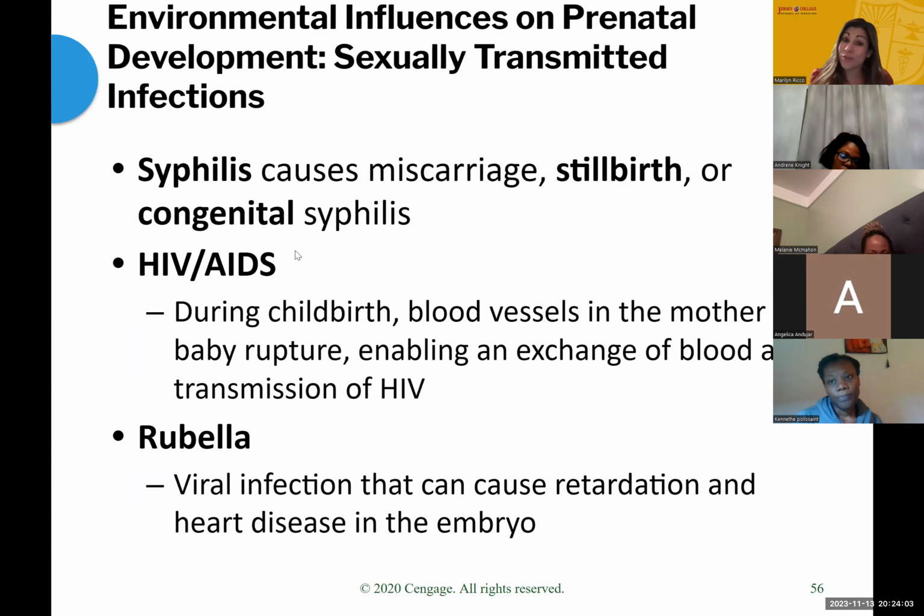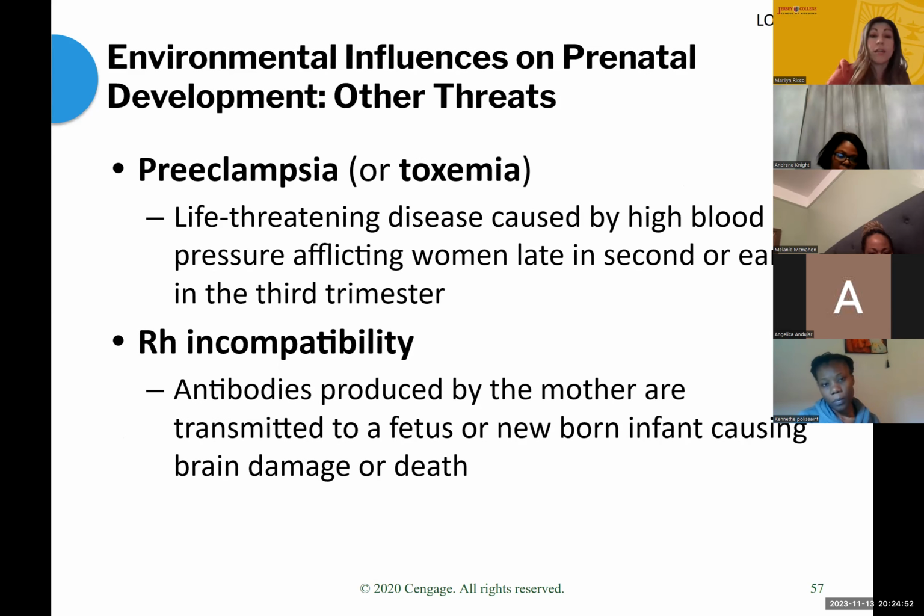Then we also have sexually transmitted infections and other influences. Syphilis can cause miscarriages, stillbirth, or congenital syphilis. With HIV and AIDS, during childbirth blood vessels in the mother and baby rupture, enabling an exchange of blood and transmission of HIV. Rubella is a viral infection that can cause retardation and heart disease in the embryo. A lot of these things they test for when the mom is pregnant, especially as it gets closer to birth. They may do the test a second time so that they can try to help treat it when the baby is being born.